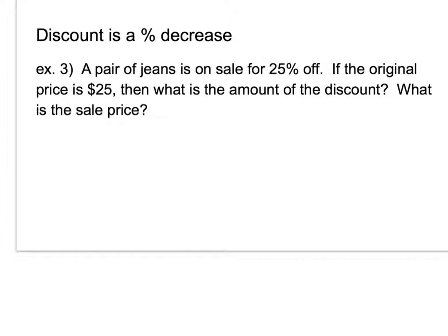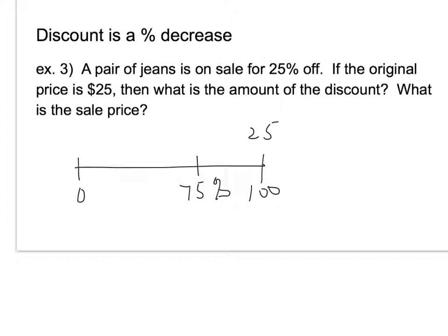Discount is a percent decrease. A pair of jeans is on sale for 25% off. If the original price is $25, then what is the amount of the discount and what is the sale price? So if we take 0, there's 100. The original price of the jeans is $25. And if we're taking 25% off, that means we're going to pay 75% for the jeans, because if 25% comes off, then 75% is still on here. So the difference here is 25%. That's the difference between those two.